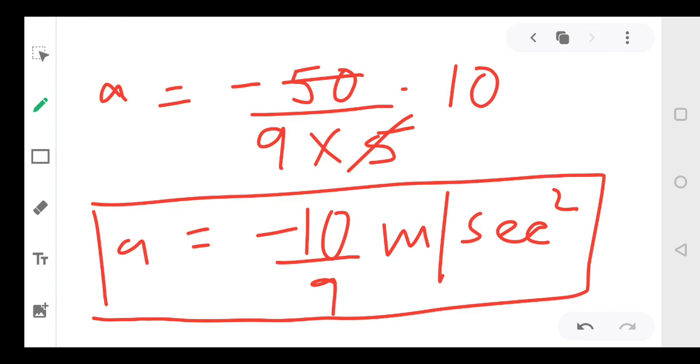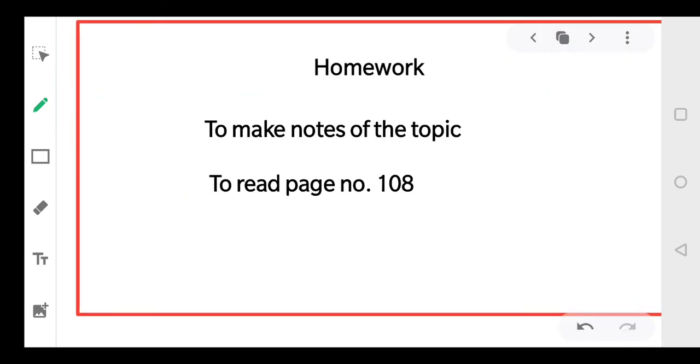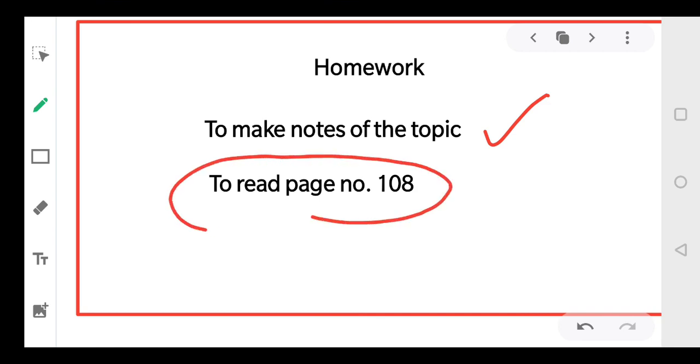Okay, everyone? So coming to your homework for today. That is to make notes of this topic. You will complete these numericals in the notebook and then you will read page number 18. You will underline all the important points. Okay, everyone? Clear?